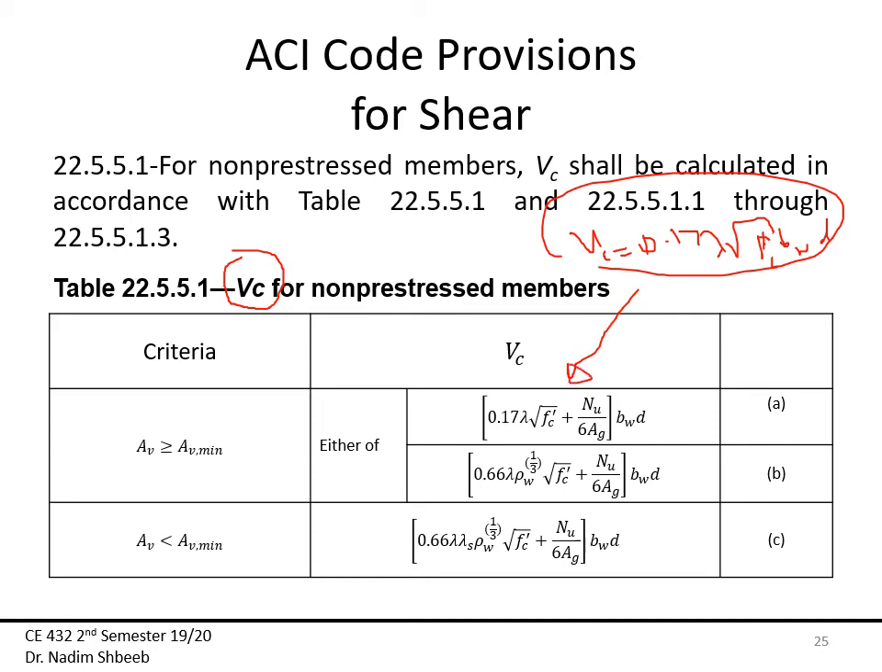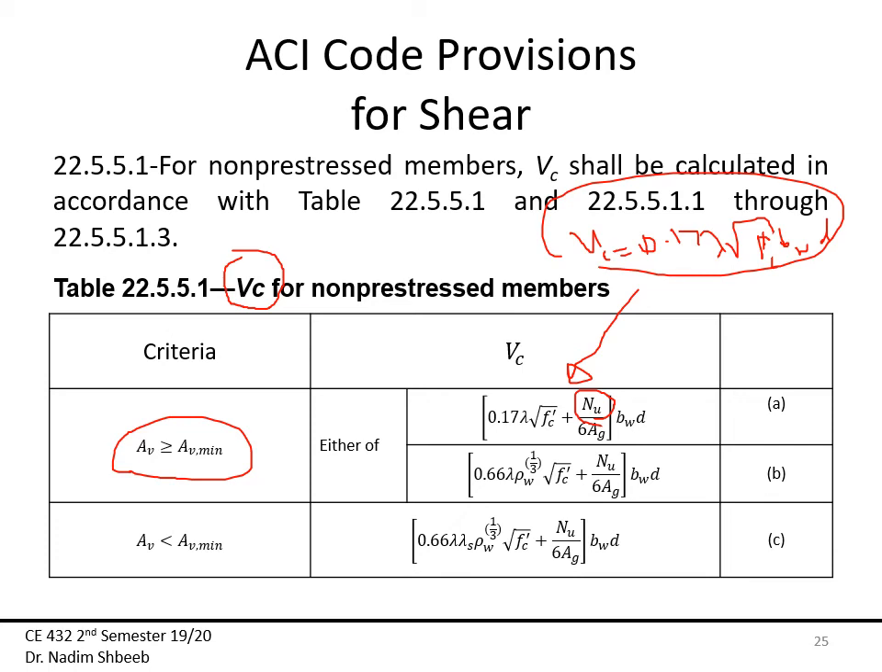The only thing that we did here, we added now the axial force, which we usually call Nu, and that could be either tension or compression. If it's tension, it's a negative value. If it's compression, it's a positive value. So here, my criteria tells me that if Av is larger than Av minimum, which means I have shear reinforcement, I can use this Vc. And we will talk about what I would call the stages of reinforcement.